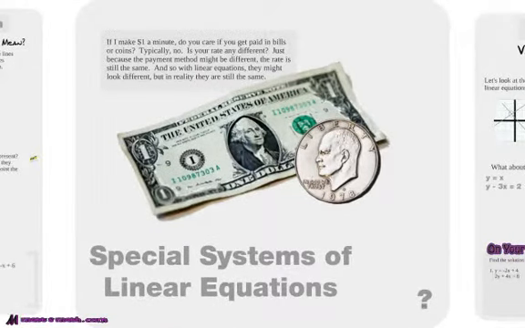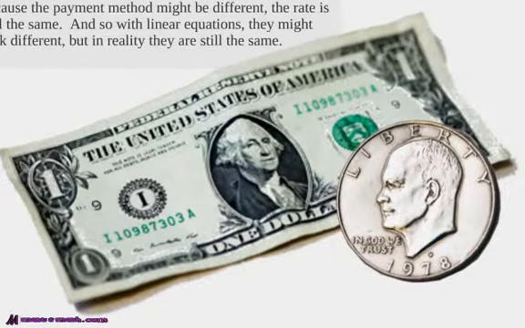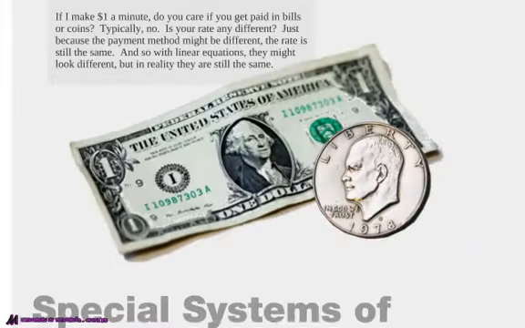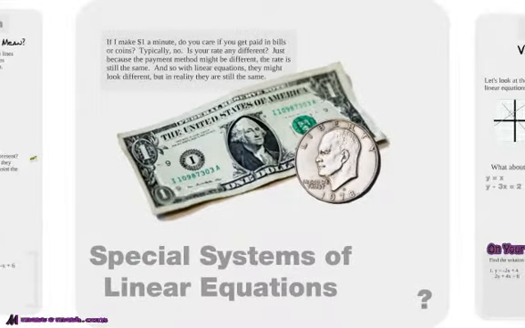So here it is. Here's some money. It's my favorite coin. It's my good luck charm. I bring this around with me wherever I go. And this is just a dollar bill. Well, if I make $1 a minute, think about it this way. This is a pretty cool scenario. If I make $1 a minute, do you care if you get paid in bills or coins? What do you think? Well, typically it doesn't matter, right? Is your rate any different? No, it's not. Just because the payment method might be different doesn't mean the rate is different, right?